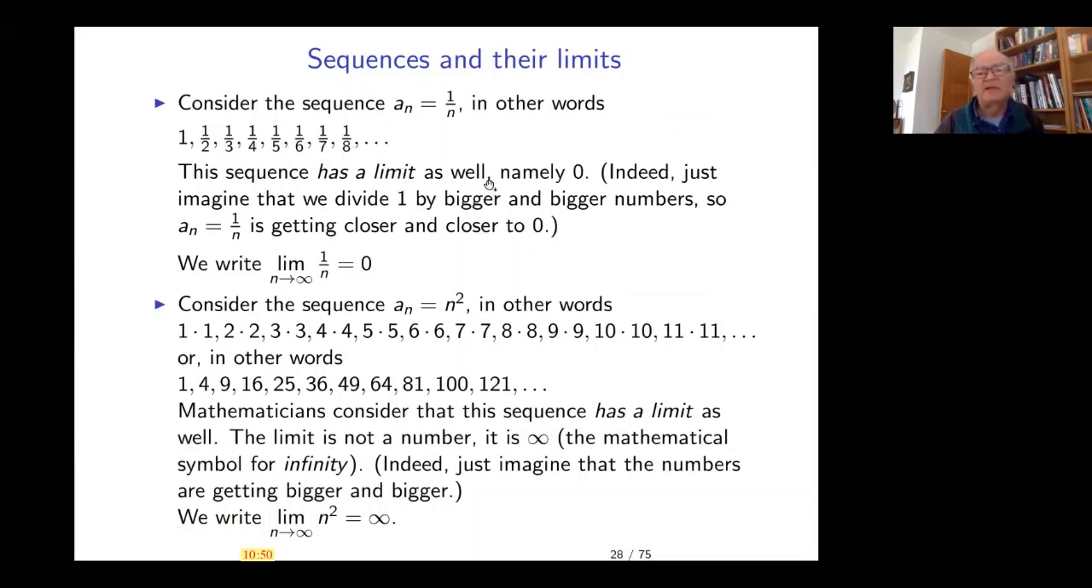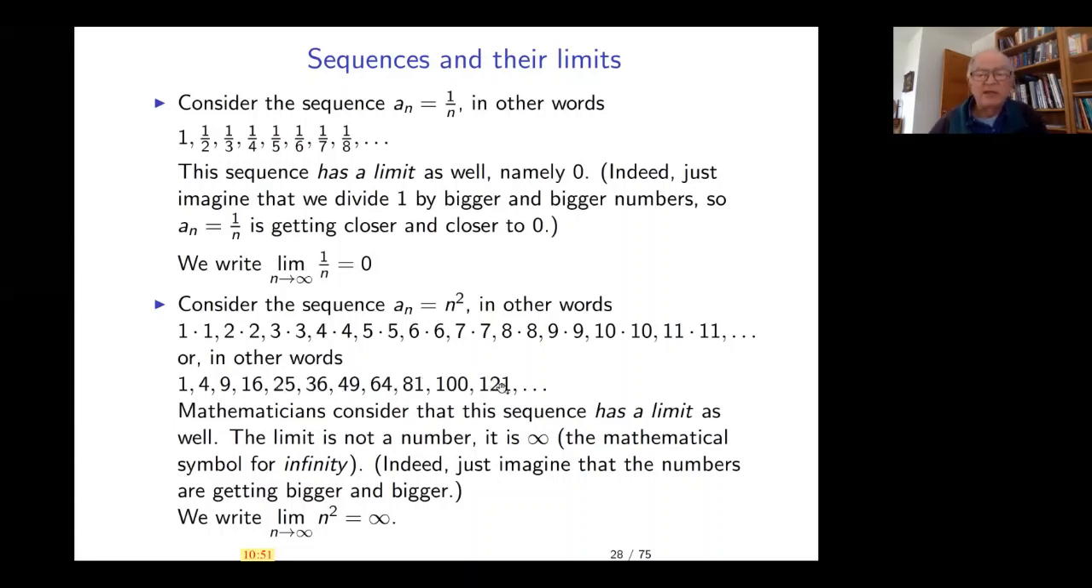This sequence also has a limit, namely 0. And it says the same thing. The numbers, while not becoming 0 themselves, are getting as close to 0 as we wish. Now, just to show you that not all sequences have limits, I'll show you the sequence a_n equals n squared, which is 1 times 1, 2 times 2, 3 times 3, 4 times 4, 5 times 5, or just write it out explicitly: 1, 4, 9, 16, 25, 36, and so on.